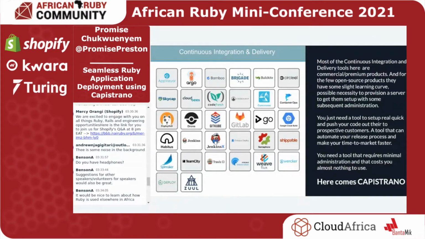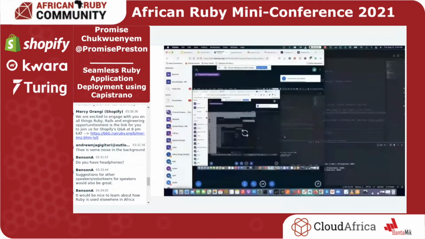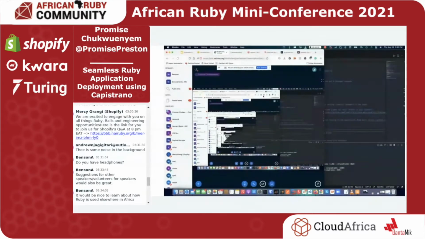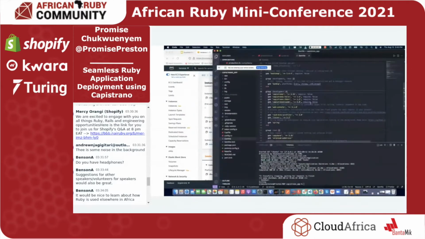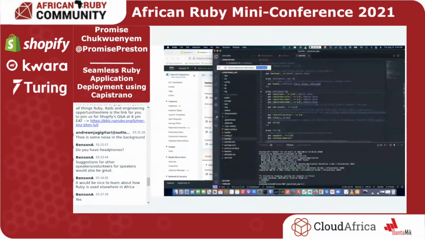I'm trying to share my screen now. You can always send a message on the chat if you need clarity on something; I'll be willing to help out. Okay, I'm sharing my screen now. Let me know on the chat when you can see my screen. Yep. Okay, all right, brilliant.